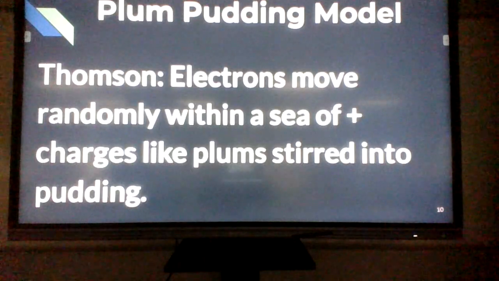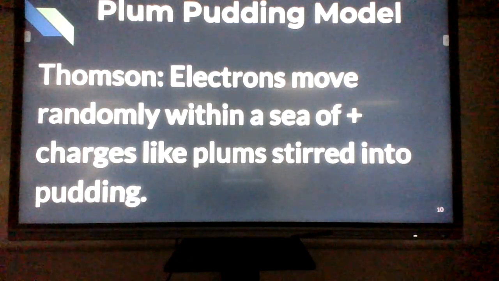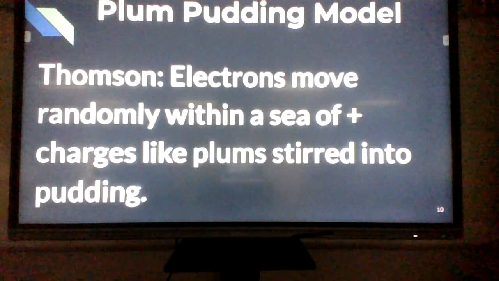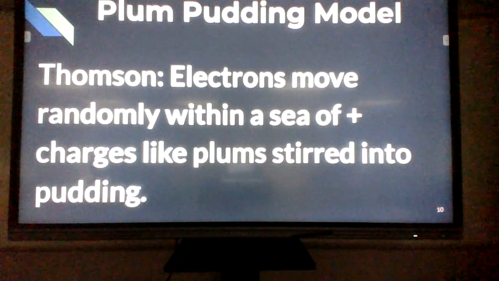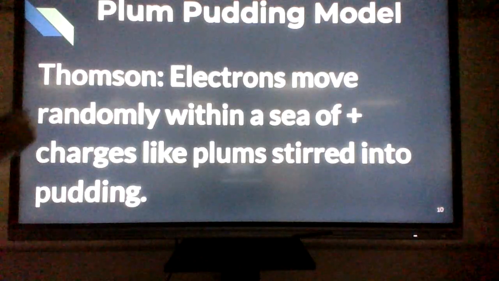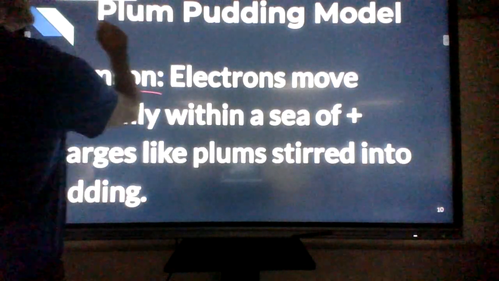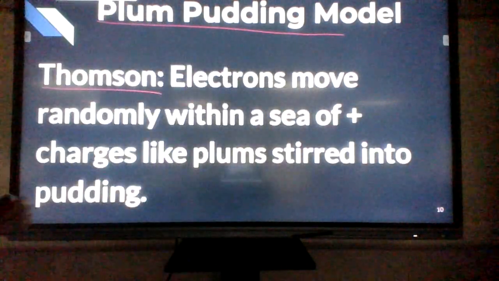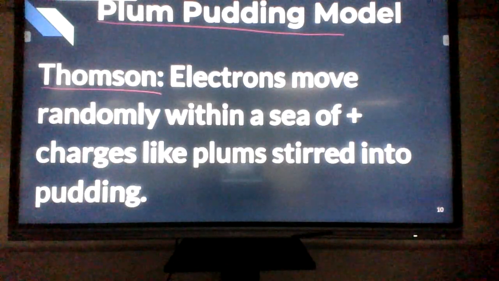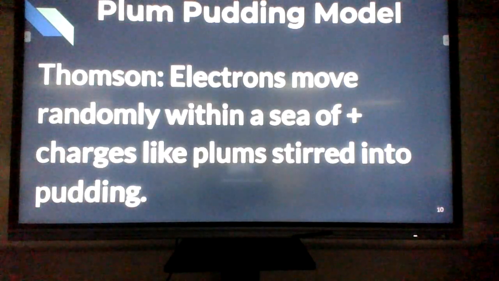Now, later on, it got discovered that electrons do tend to move more in a circular orbital path, as you saw a little while ago. But at least this was a model to work with. J.J. Thomson, for emphasis, is credited with the plum pudding model. But again, we know now that electrons do have a more definite pattern. Ready?